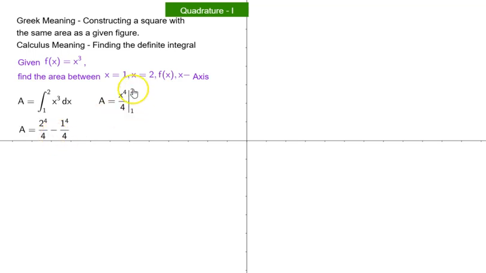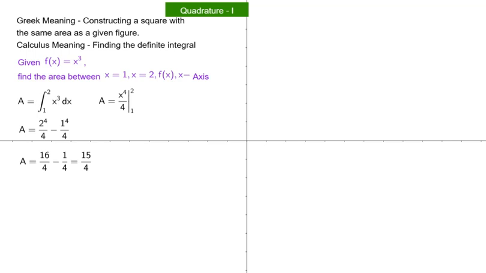Substituting the endpoints, we get A is equal to 2 to the power of 4 by 4 minus 1 to the power of 4 by 4, which gives us 16 by 4 minus 1 by 4, which is equal to 15 by 4. How does this graph look like?